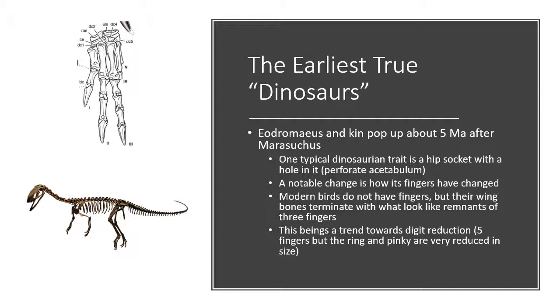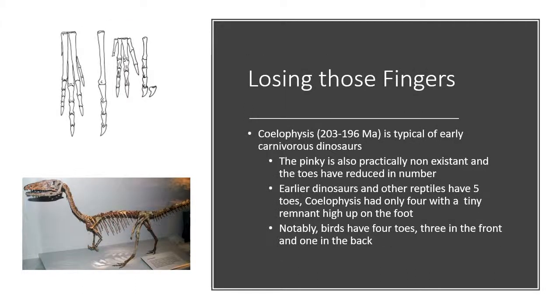But in this one we see still bipedal, but then we see a change to the finger bones. Here's another one where the pinkies are almost practically lost. The toes have reduced digits in number, if you will. Earlier dinosaurs had 5 toes. This one in particular, Coelophysis, had only 4, with a tiny remnant high up on the foot.